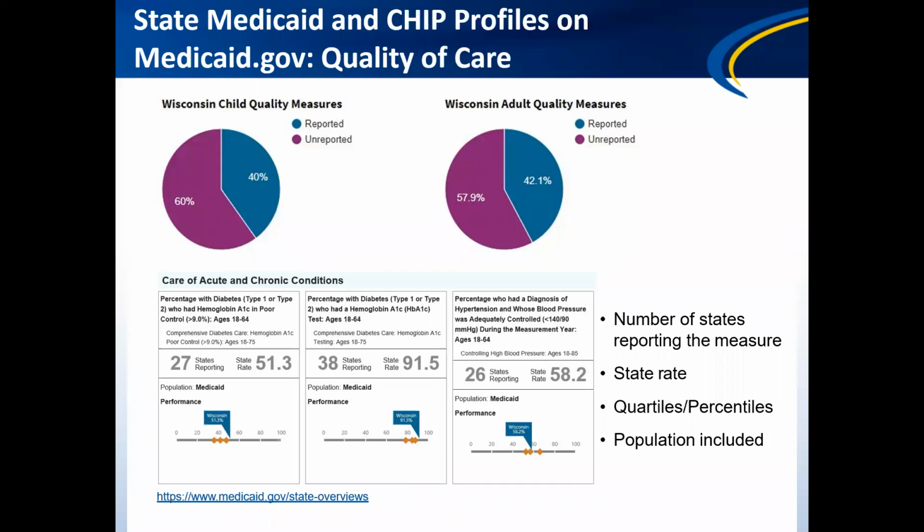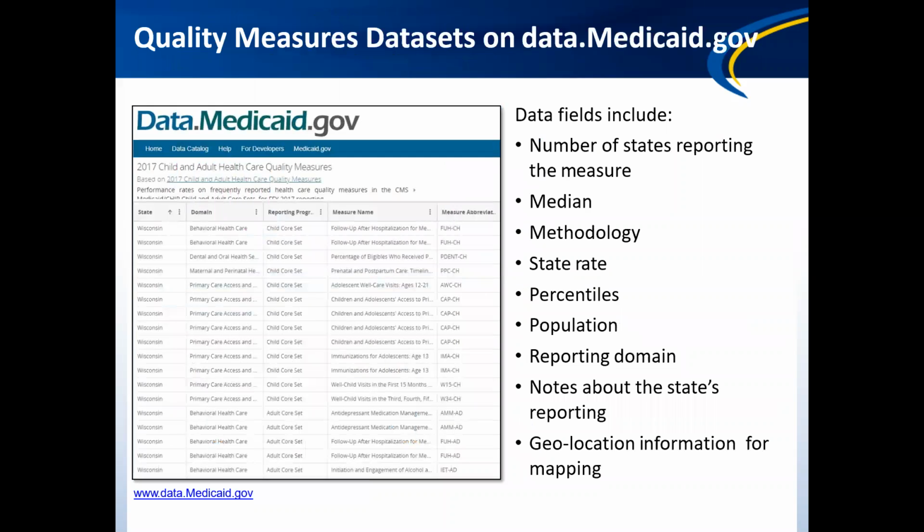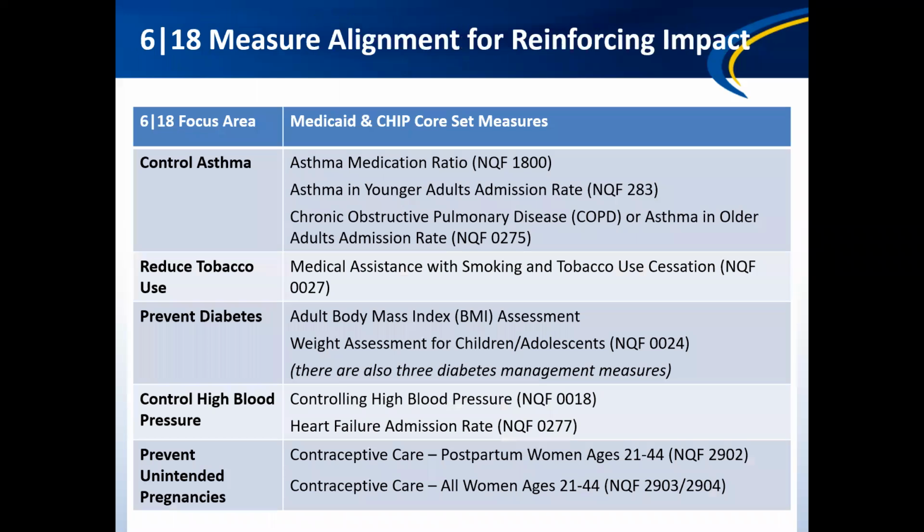On the next slide is a not very interesting snapshot, but that's just literally what it looks like on data.medicaid.gov. For all of you epidemiologists and data people out there, you can access all of the data that are publicly reported on the core measures and do some of your own analysis or your own comparison to your heart's content.